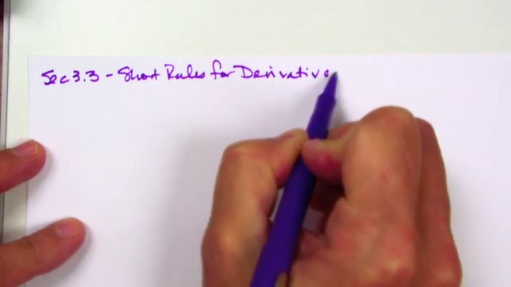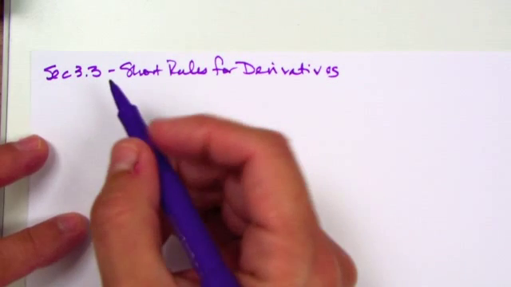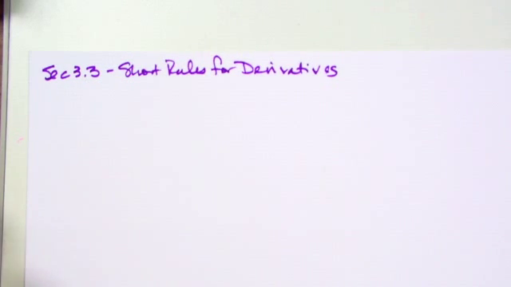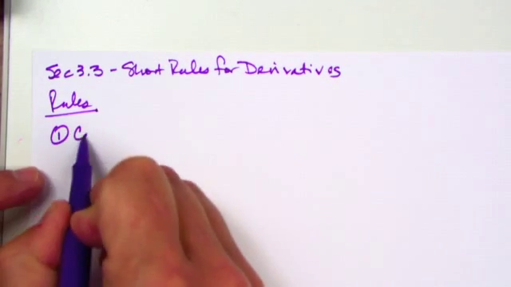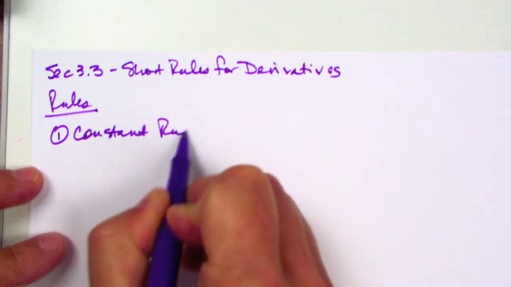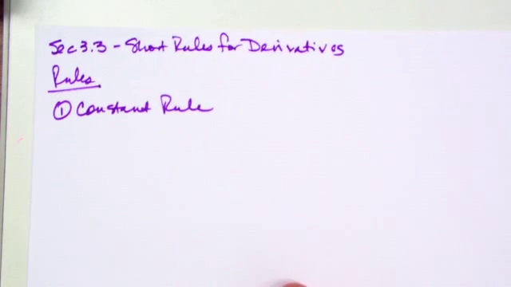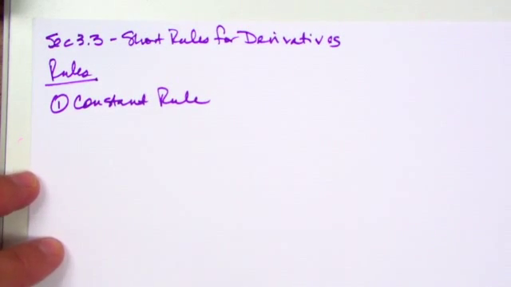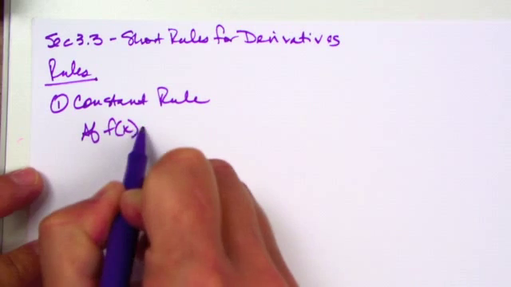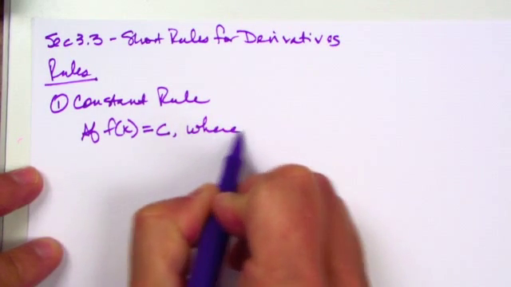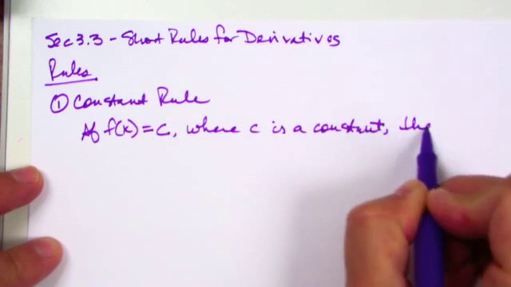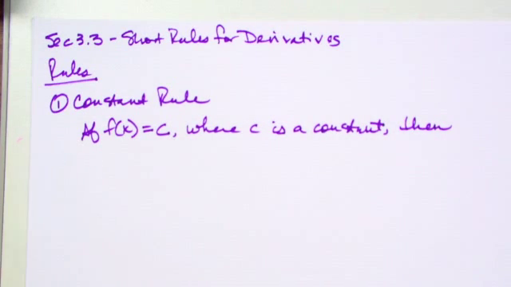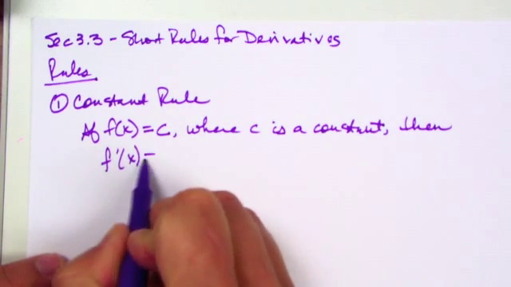All right, so short rules for derivatives. Okay, so we've got some rules that we need to get in our notes. Okay, so here's the constant rule. If f of x equals c, where c is a constant, then f prime of x is equal to 0.